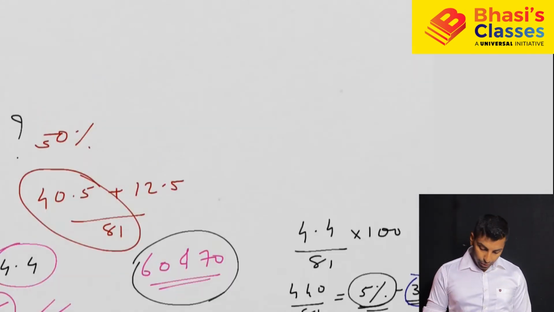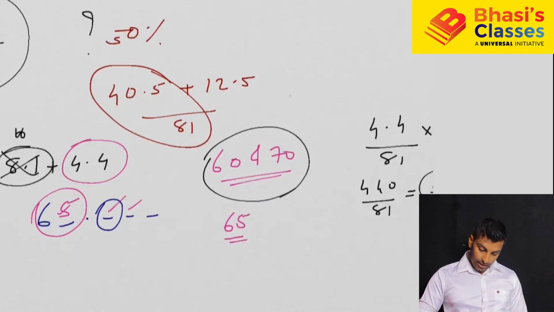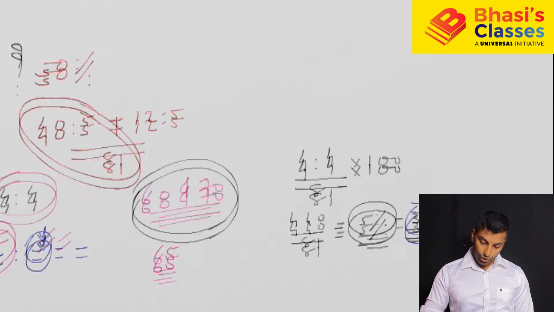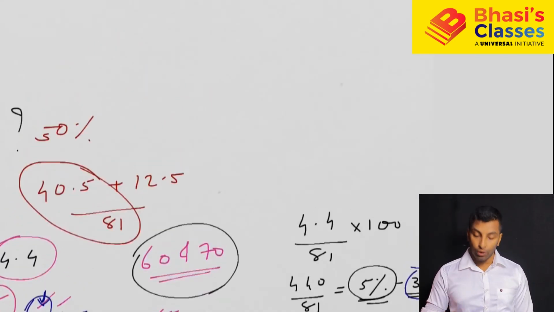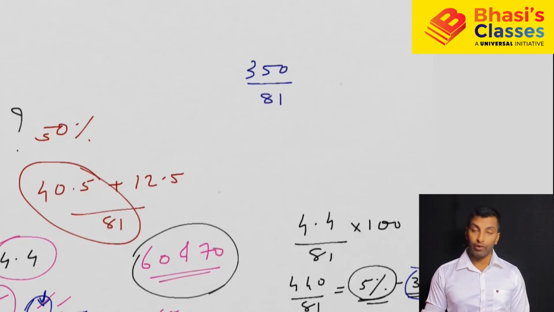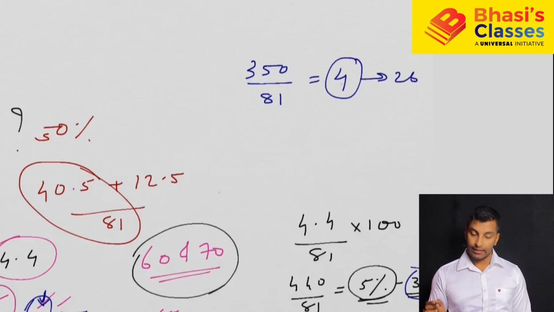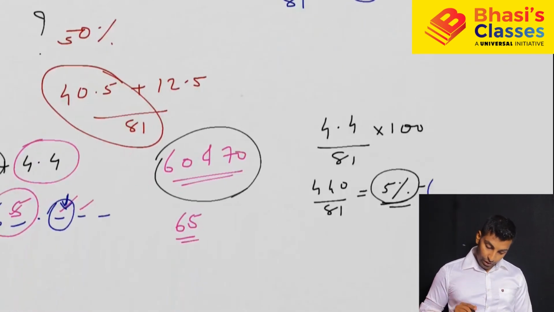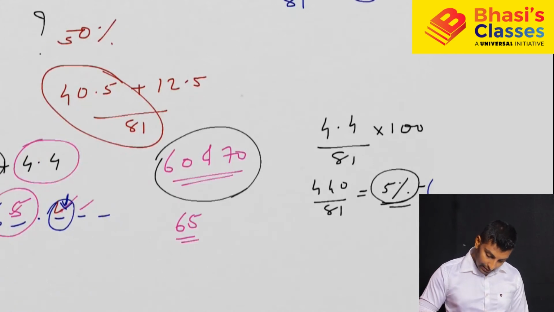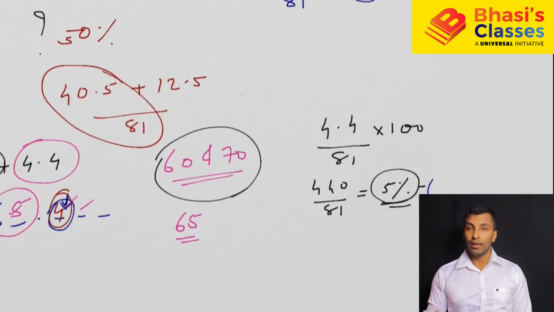So now you need to find what to fill after the point. The remainder is 35, put a 0, so it becomes 350, then divided by 81. What you get is 4, and the remainder you get is 26. So with that 4, you can fill this as 4. Your answer is now reduced to 65.4 dash dash dash.